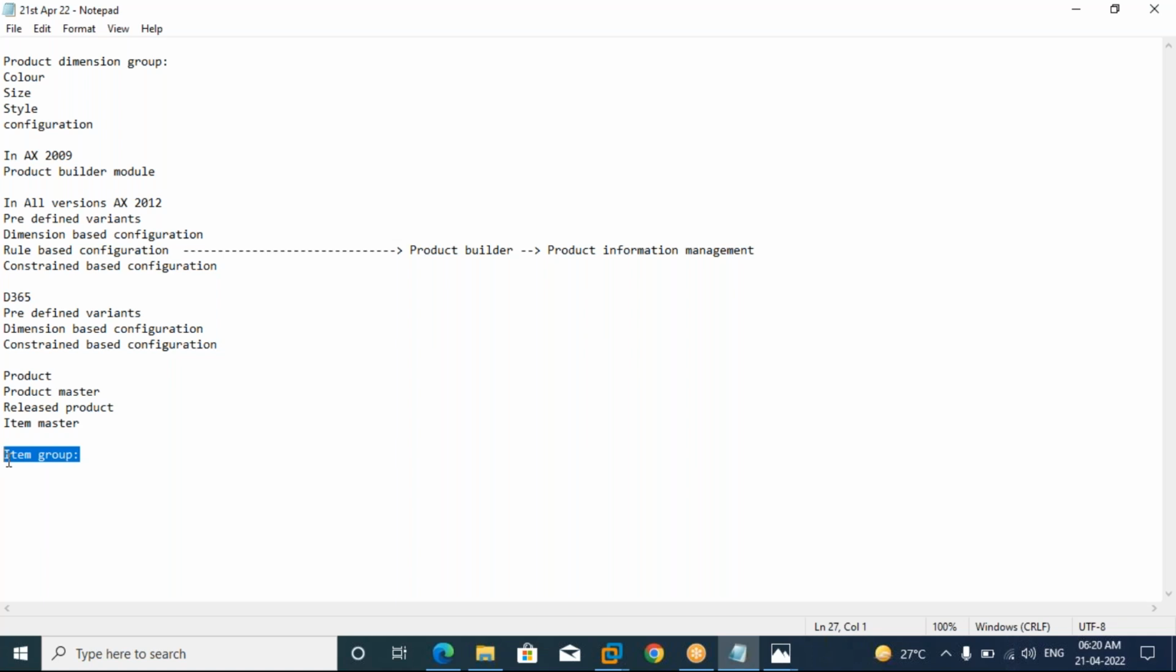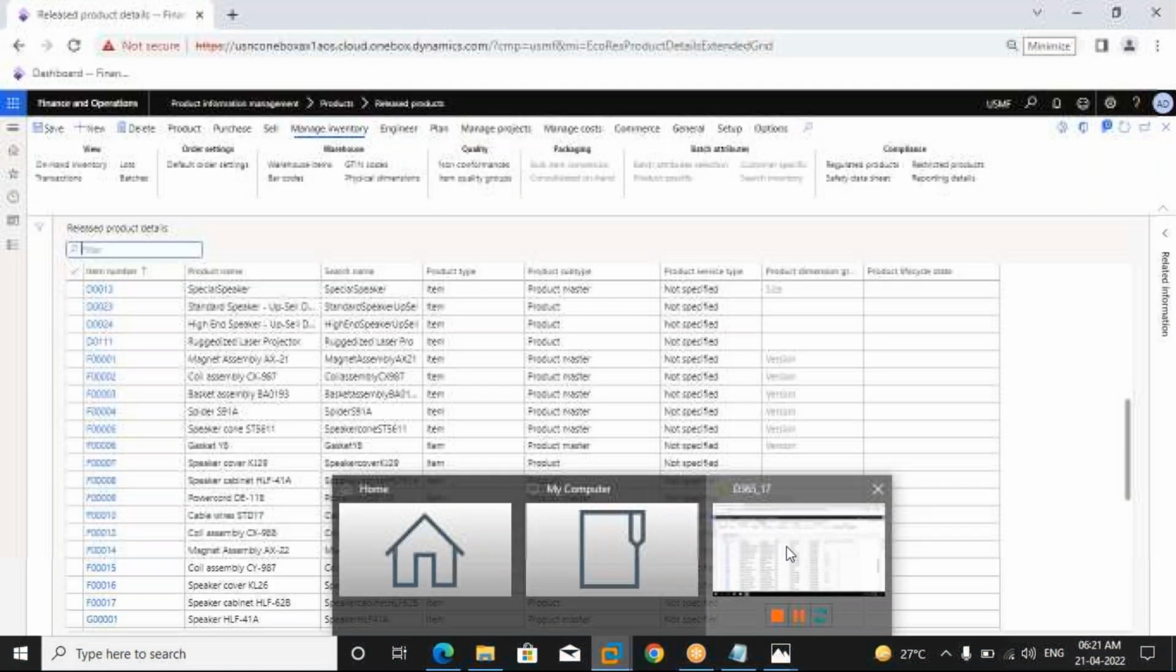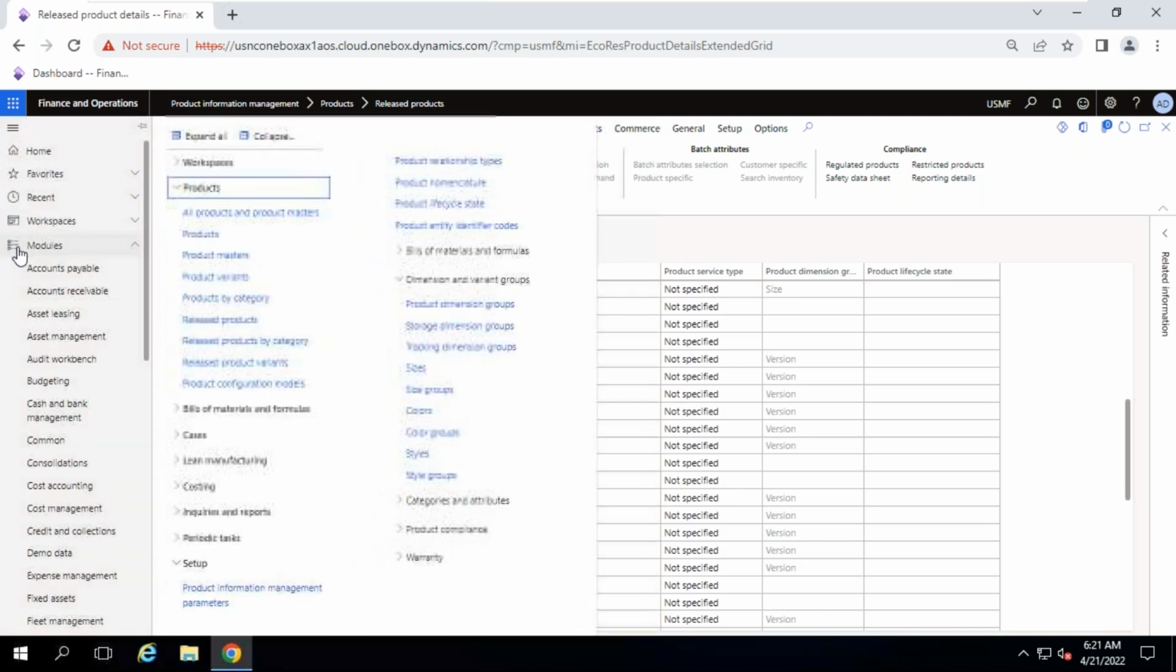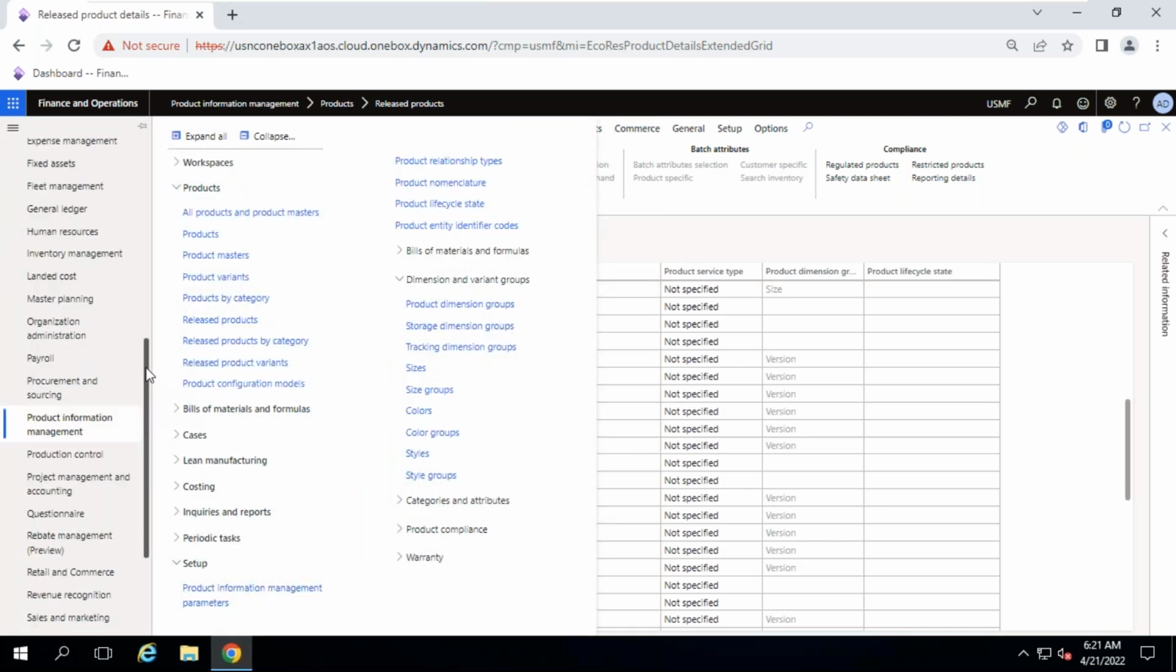Actually, for logistics consultants, for you, it is simple: all washing machines one group, all refrigerators one group, all mobiles one group. If you are purchasing chairs, chairs is one group. You are purchasing tables, tables is one group. Grouping similar kinds of items together is an item group. So for you it is very simple, but this will be hugely important for finance consultants. So let me show you where it is available.